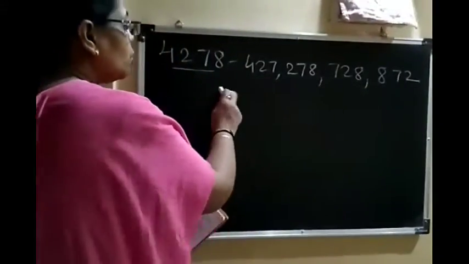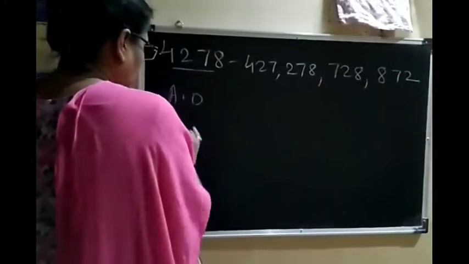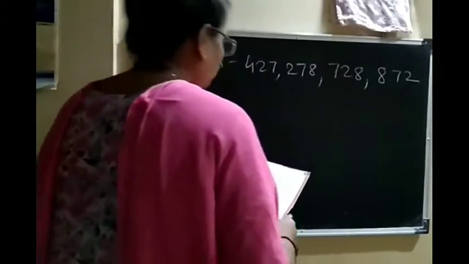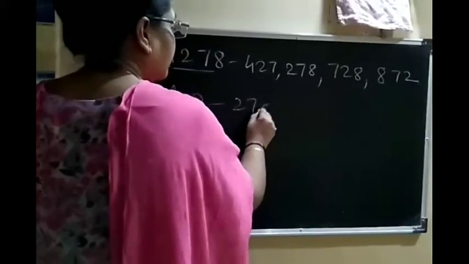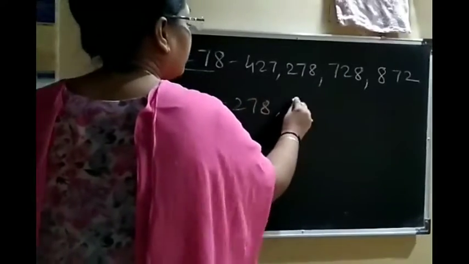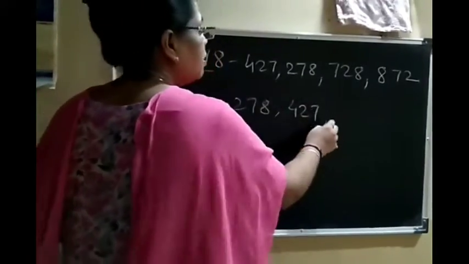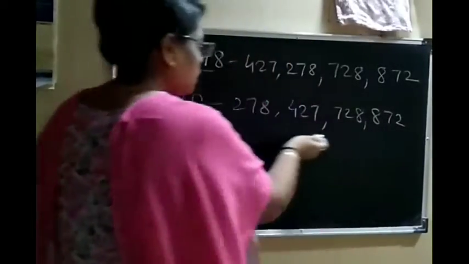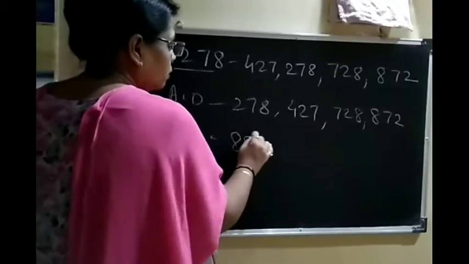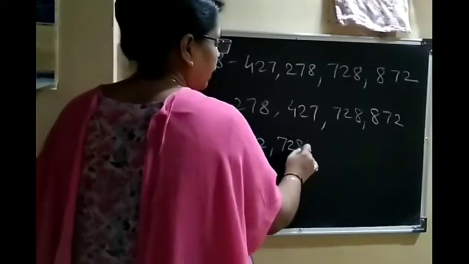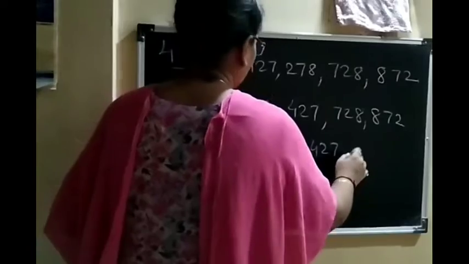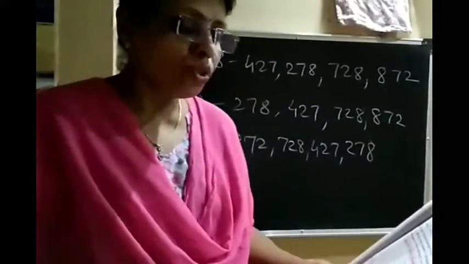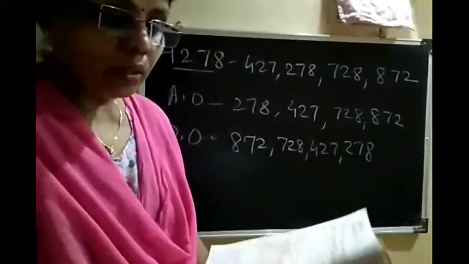So here again ascending order, descending order. The smallest one here is 278, a bit bigger 427, then 728, and the biggest is 872. All these figures in reverse order: 872, 728, 427, 278. The remaining 2 sums you have to do as homework.